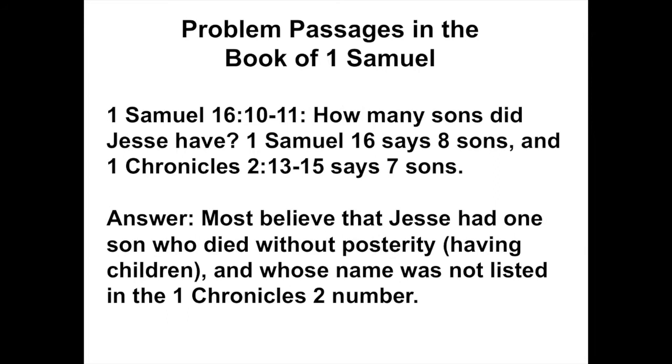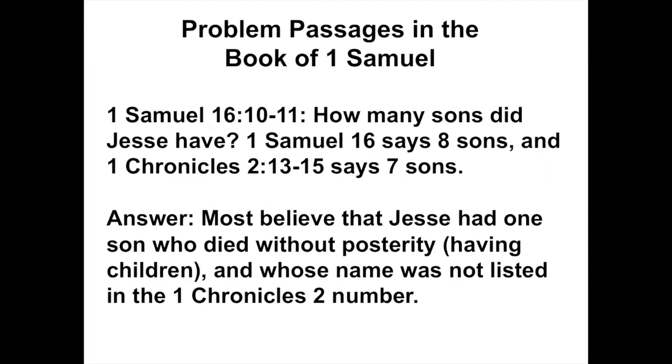Going on, 1 Samuel chapter 16, verses 10 and 11. How many sons did Jesse have? 1 Samuel 16 says he had 8 sons, and 1 Chronicles chapter 2, verses 13 through 15, says he had 7 sons.